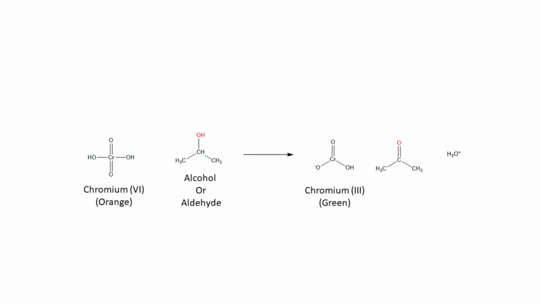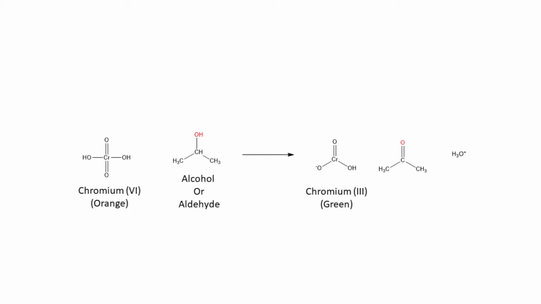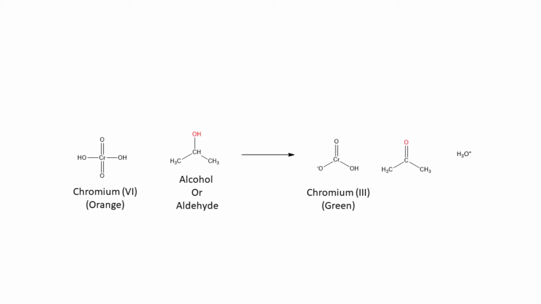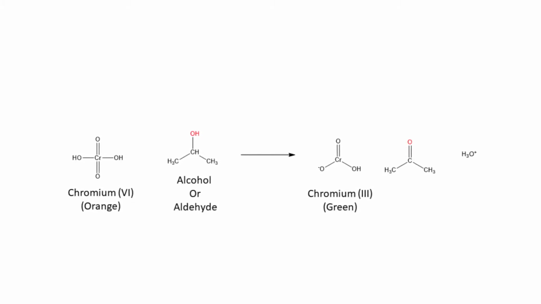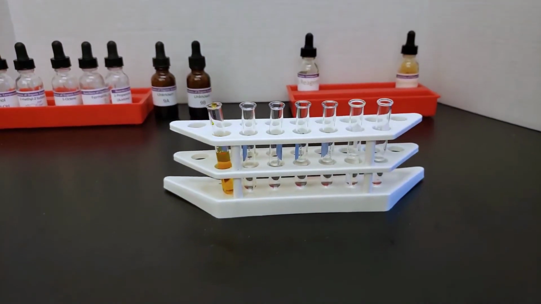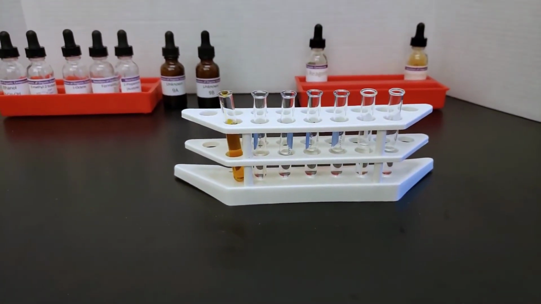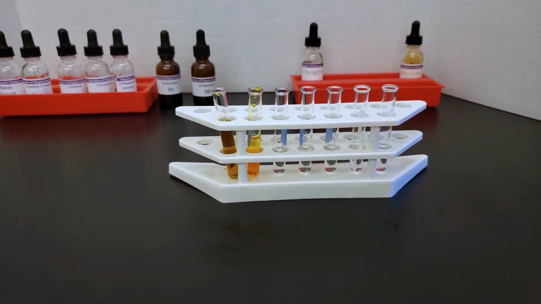Our next orange reagent is going to be a chromium 6 chromic acid solution, and this will react with any alcohol or aldehyde. The product then is going to be something that's green, some sort of chromium 3 compound. And so here we're going to look for a color change from orange to a greenish color. That will tell us that it's either an alcohol or an aldehyde.